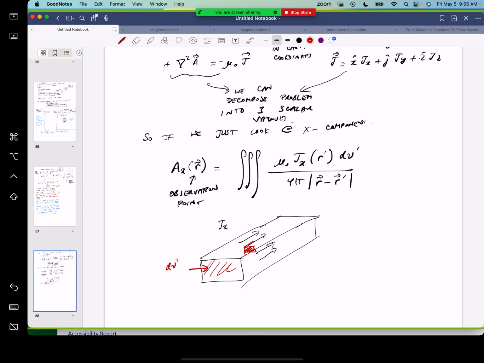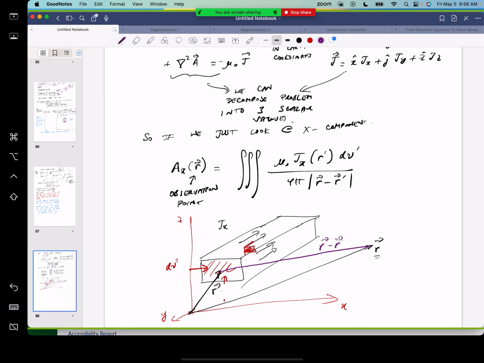prime. Okay, and by the way, R is the observation point. So if this was in Cartesian coordinates, R is a point here where I'm looking at the electric field, and say R prime is where the current is. So it's basically this vector. Let me move R down. So this is the vector R, this is the observation point. The vector R prime is the place where the current is. And R minus R prime is this vector. So this is R minus R prime, okay?